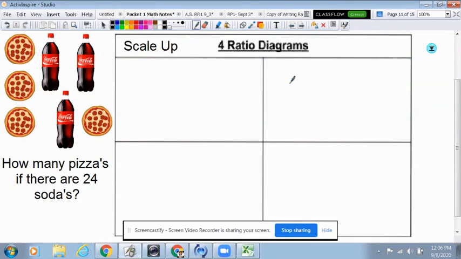You've learned how to write a ratio and you've learned how to scale up and down using equivalent fractions. Today I'm going to show you 4 different ways to scale up using ratio diagrams. The first way that you are familiar with, which is equivalent fractions.